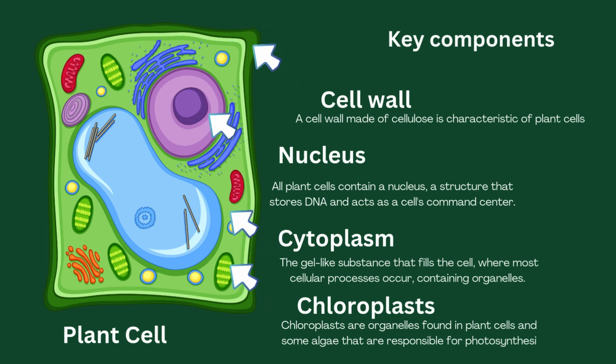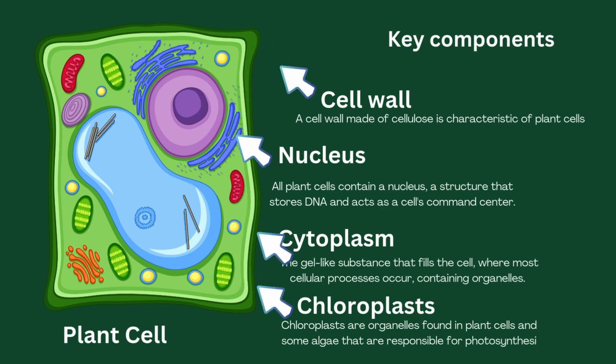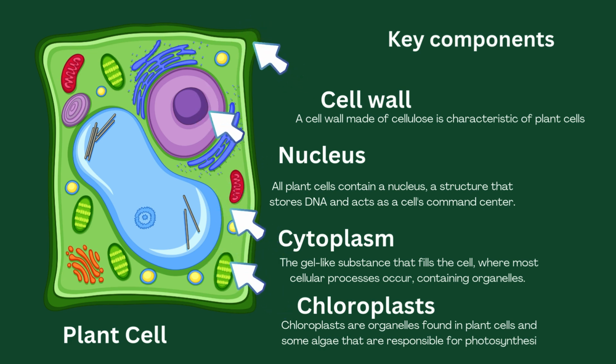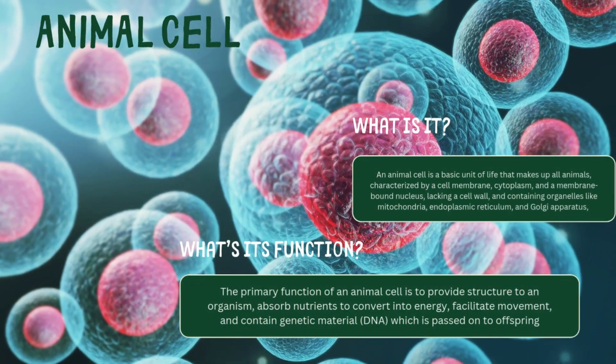Nucleus. All plant cells contain a nucleus, a structure that stores DNA and acts as a cell's command center. Chloroplasts. They are organelles found in plant cells and some algae that are responsible for photosynthesis. Cytoplasm. The gel-like substance that fills the cell, where most cellular processes occur, containing organelles.